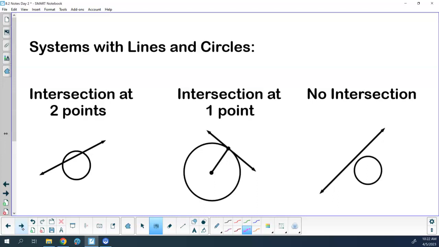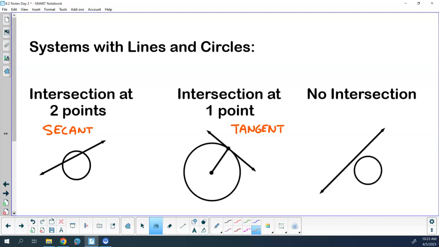So actually, let me back up a second here. In this case, this one is called a secant line. When it touches twice, it's called a secant line. If it touches once, it's called a tangent line. And if it doesn't touch at all, it's just called nothing. We're going to focus in on that middle one, the tangent.